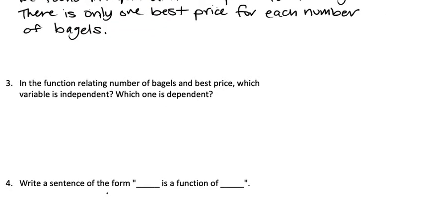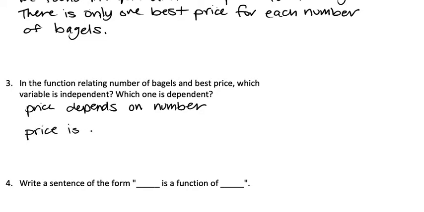Question 3. In the function relating number of bagels and best price, which variable is independent and which one is dependent? So we know that the cost of the bagels depends on how many we buy. So that means that price is the dependent variable. And therefore, best price is dependent. And therefore, the number of bagels is independent.